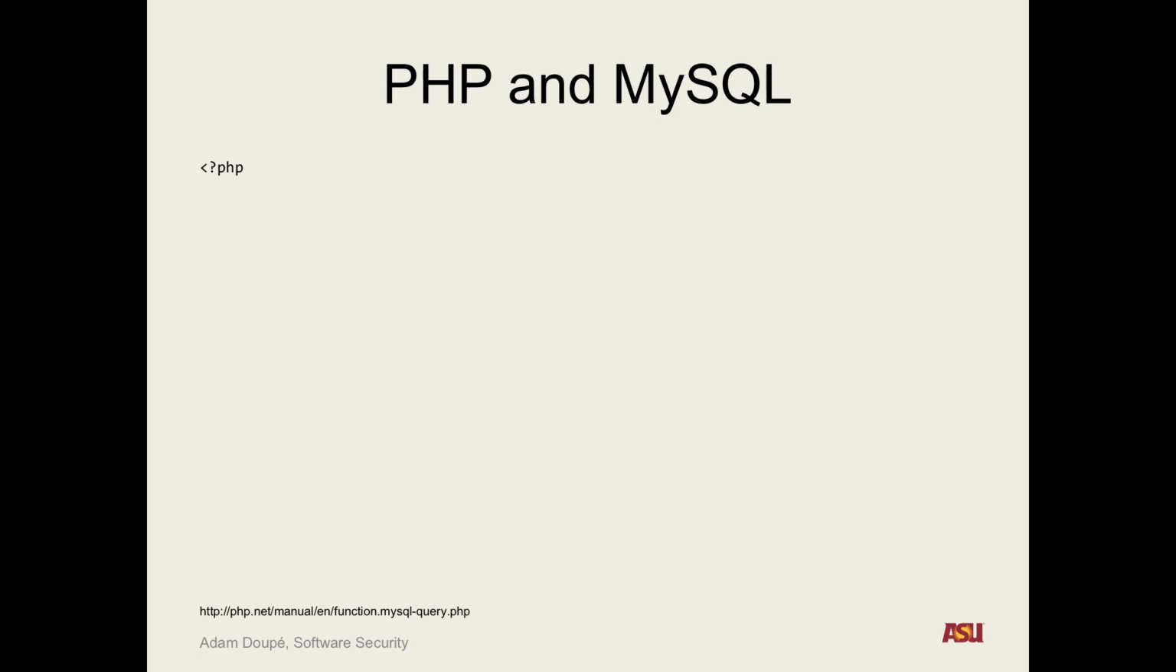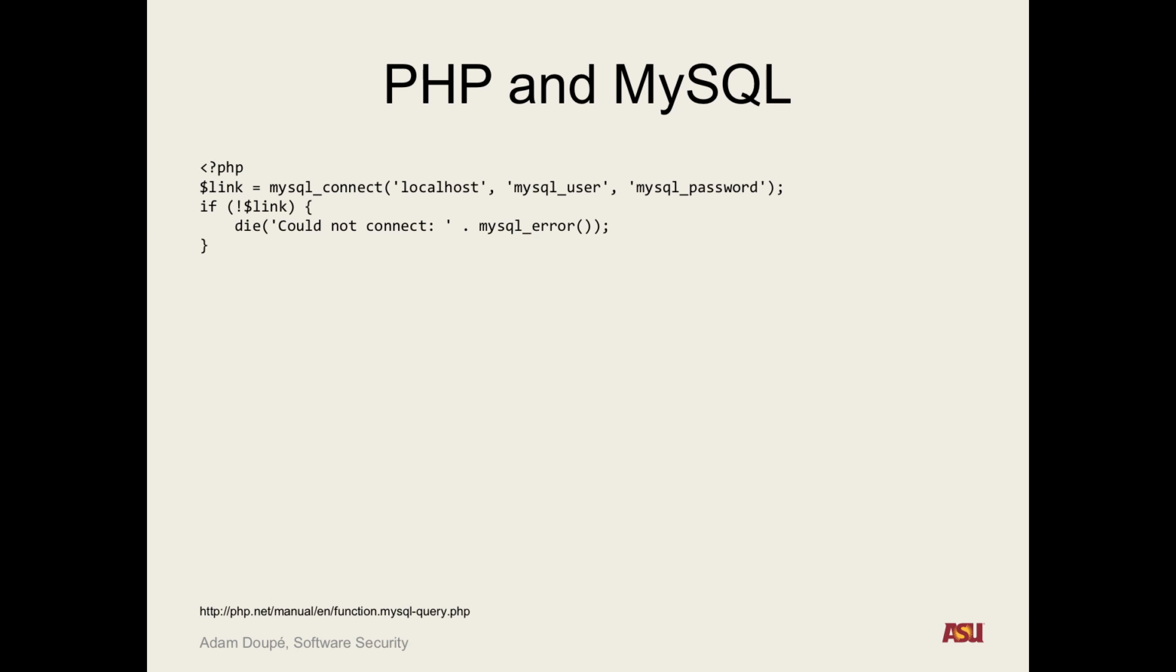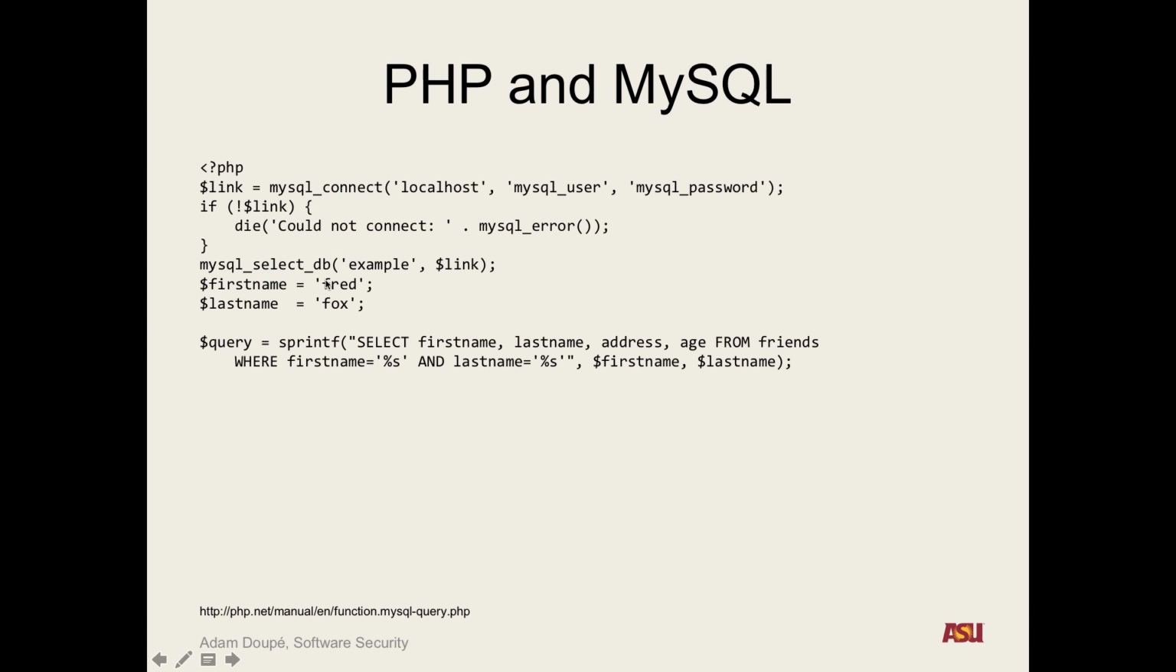So let's look at how PHP issues SQL queries. This is from the PHP manual. You first connect to the MySQL server, passing the user and the password. If there's an error, you stop and say, hey, I can't go any further. You select whatever database you want to use. And then let's say you have some first name and last name. This is a real example, I mean, real from their documentation.